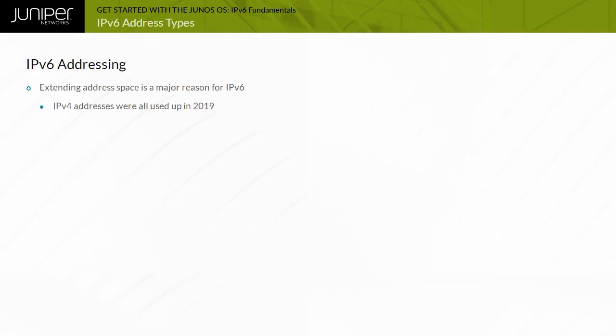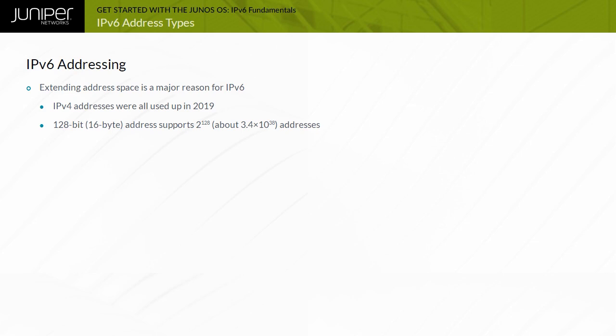The escalating demand for IP addresses was the driving factor for IPv6. IPv4 uses a 32-bit address, supporting approximately 4.29 billion addresses. In comparison, IPv6 uses a 128-bit address supporting approximately 2 to the power of 128 addresses.